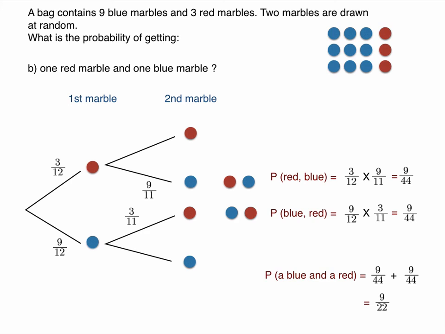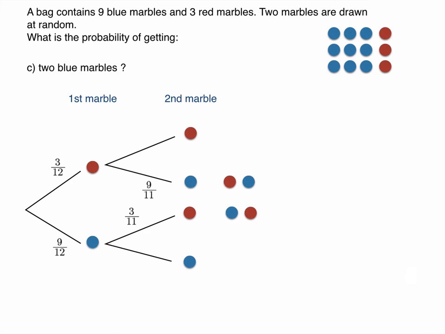The final part of this question is what's the probability of getting 2 blue marbles, and we can just complete the calculations on that tree diagram. So if we're after 2 blue marbles, the probability of getting the second blue marble was 8 out of 11, because that's dependent on the fact that you've drawn a blue marble first. So there is 1 less blue marble in the bag and 1 less marble in the bag overall. So 8 out of 11. And the probability of that is 9 over 12 times 8 over 11, and there's the answer of 6 over 11.